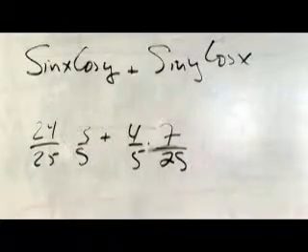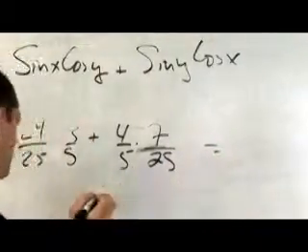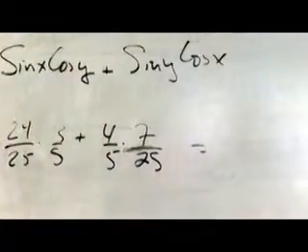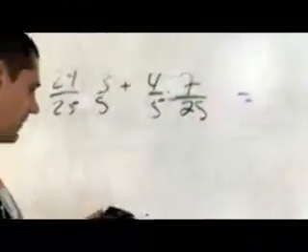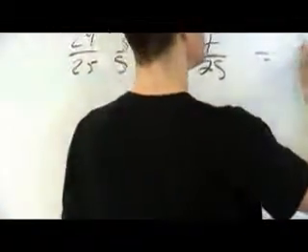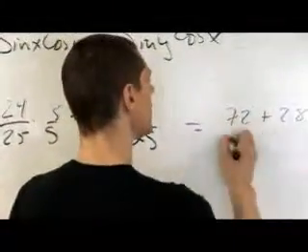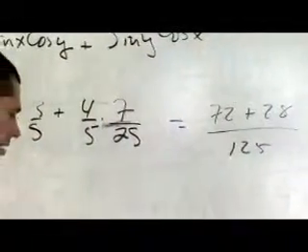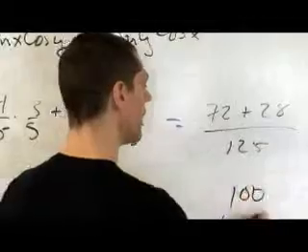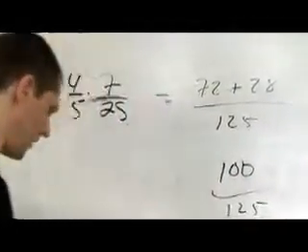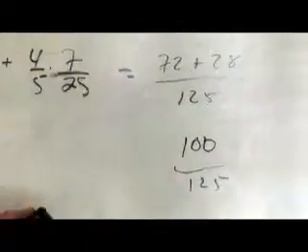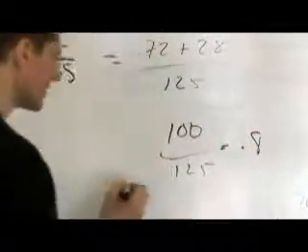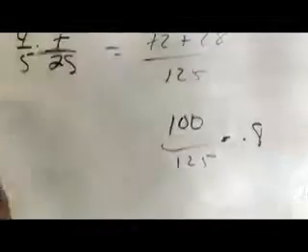Okay, so the bottom is the same denominator, which is going to be 125. I am going to be lazy and use my calculator. 3 times 24 is 72, so this is 72 plus 28 over 125. Oh, hey, this is sweet. 100 over 125, and of course this is just 80%, or 0.8. This is 4/5.